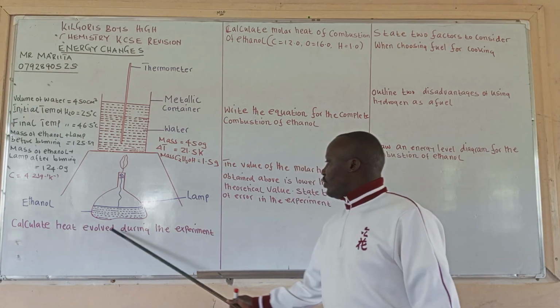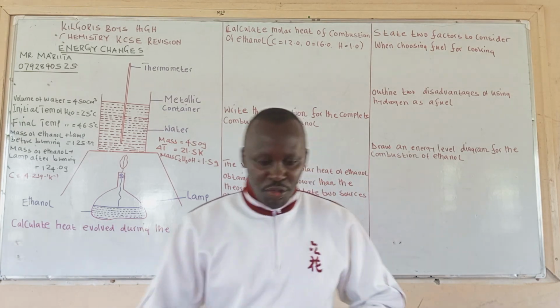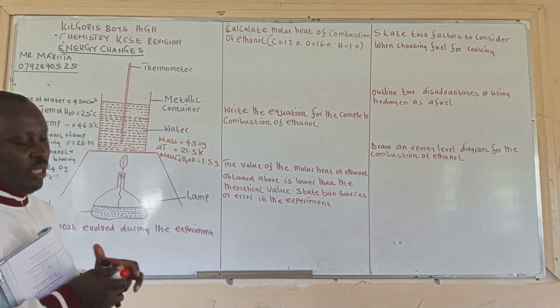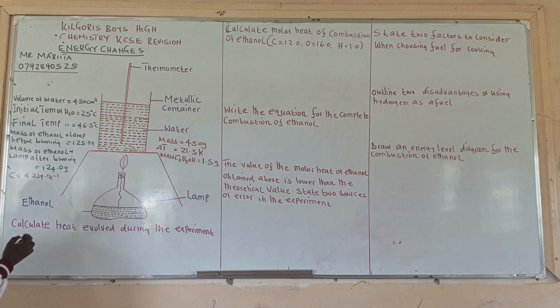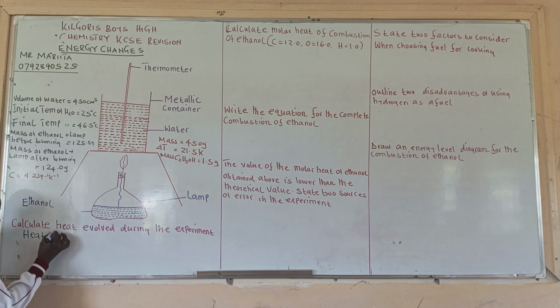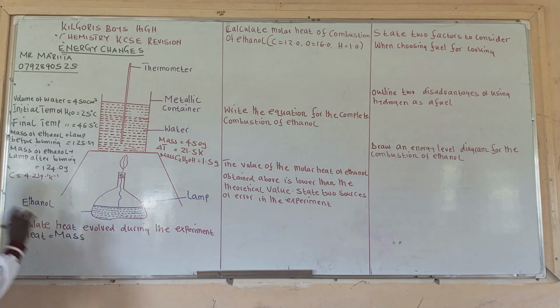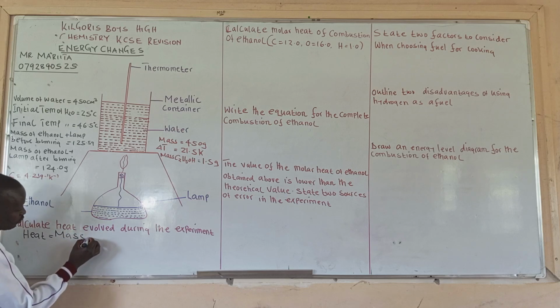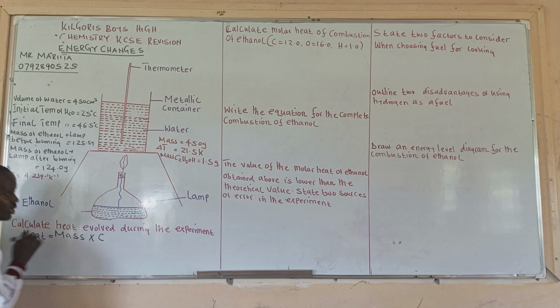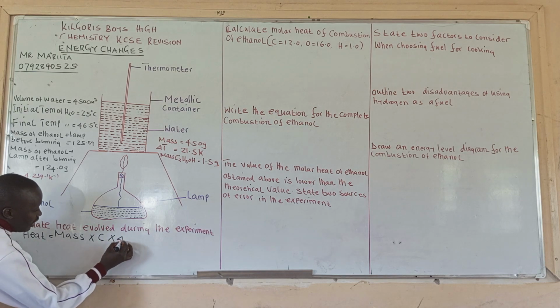Calculate the heat produced during the experiment. To get the heat produced during the experiment is very simple. Heat is equal to the mass, and in this case, we are talking of the mass of water, not the mass of ethanol, times the specific heat capacity of water, which is provided as 4.2 joules per gram, multiplied by the change in temperature.